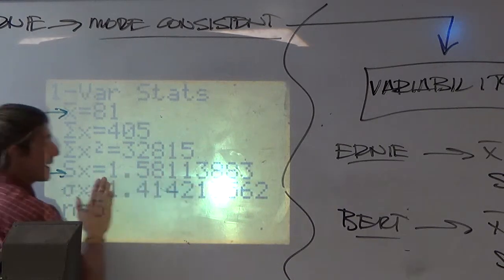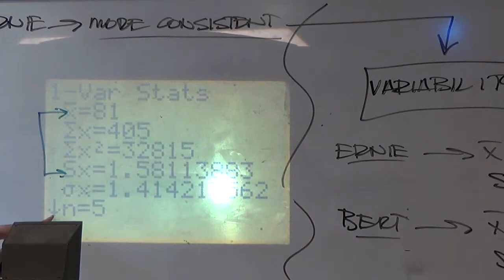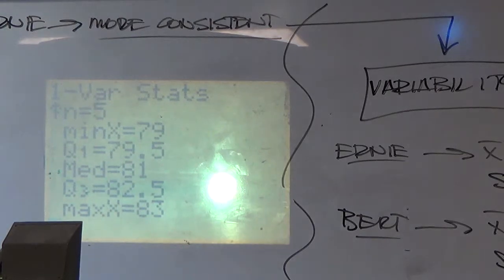Hey, check this out. See that little arrow right there? Scroll down. What other goodies you got? There's some other goodies in there for sure. You've got your min and your max values, which you can figure out pretty simply in a small data set, but in a larger data set it might not be as obvious. So Ernie's min is 79, his max is 83.